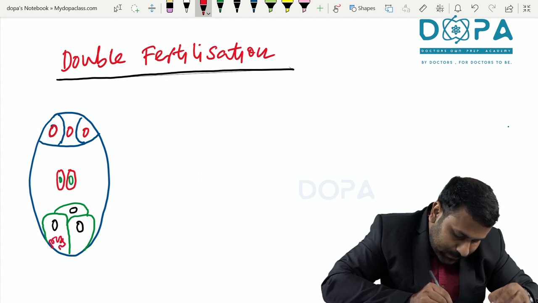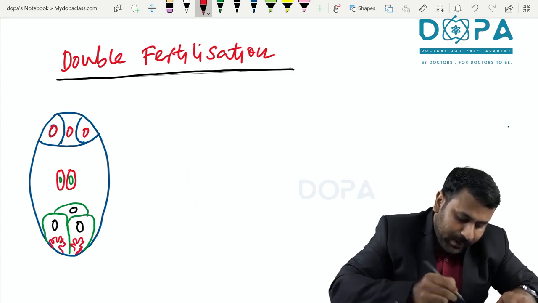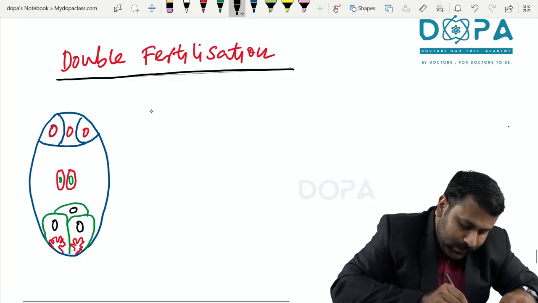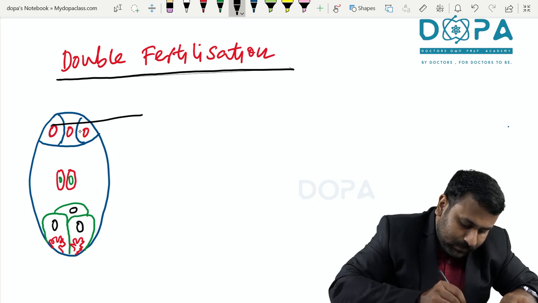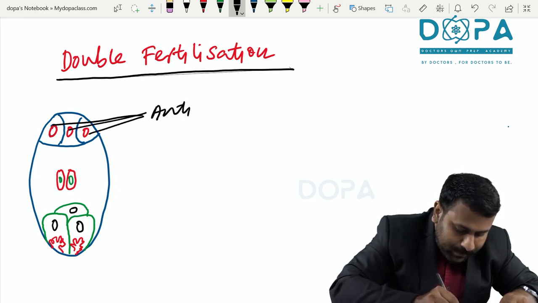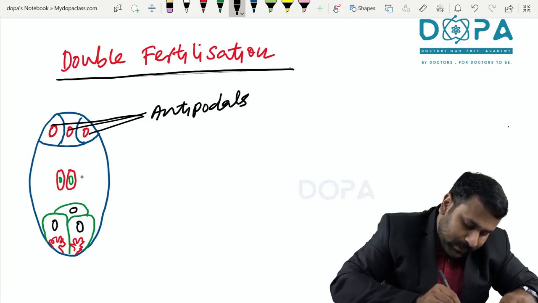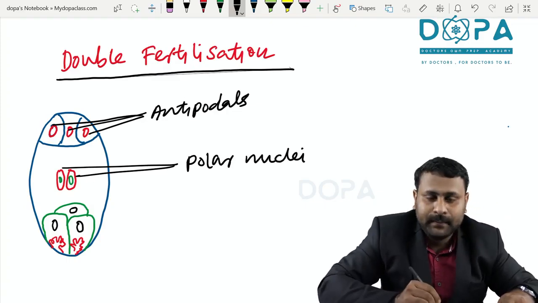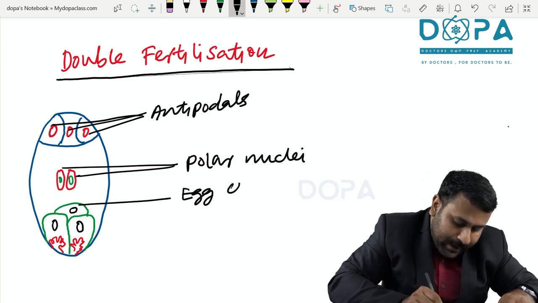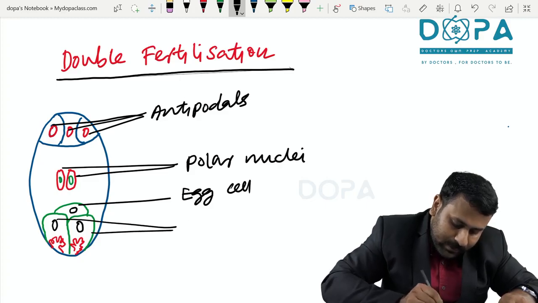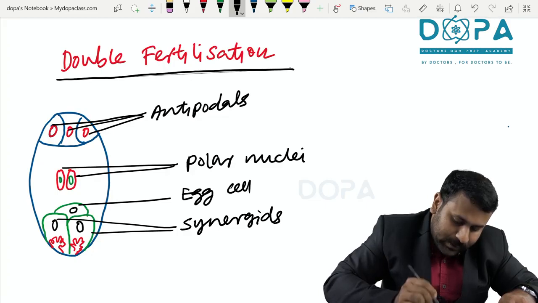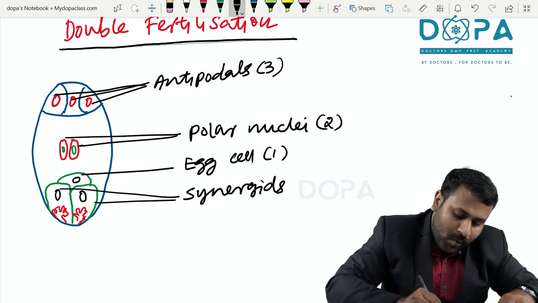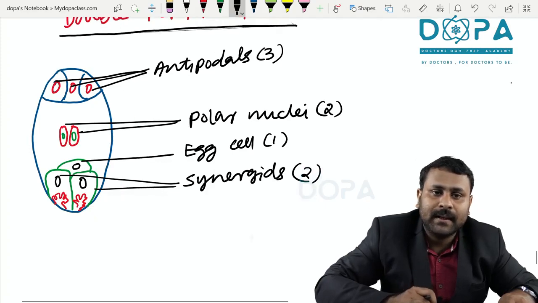Then you can see here filiform apparatus. This is antipodals and this one polar nuclei. And these cells are called egg cell and this one are called synergids. 3 antipodal, 2 polar nuclei, 1 egg cell and 2 synergids. Totally 8 nuclear structures are formed.